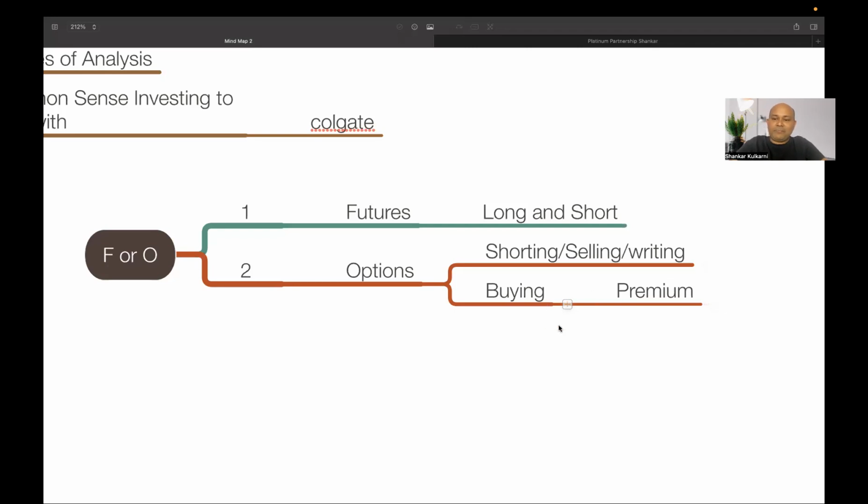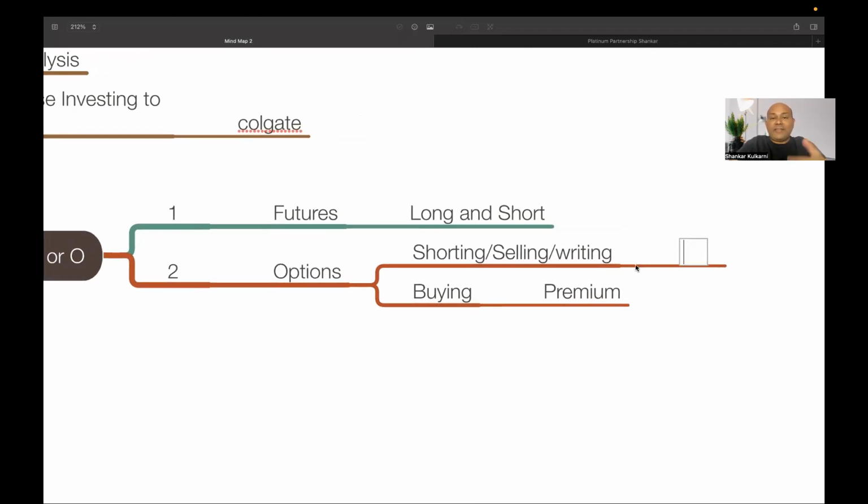Then on the other side are your insurance companies. They are selling you insurance. Aren't they? Okay, they are selling insurance. They write insurance for you. They collect premium from you.